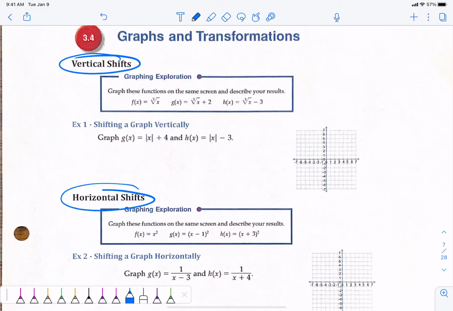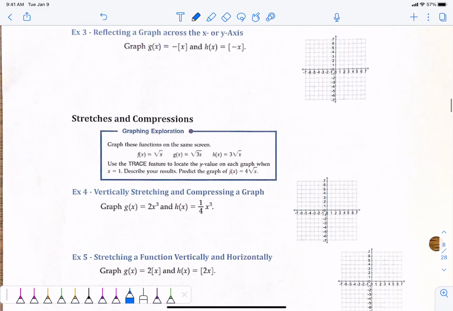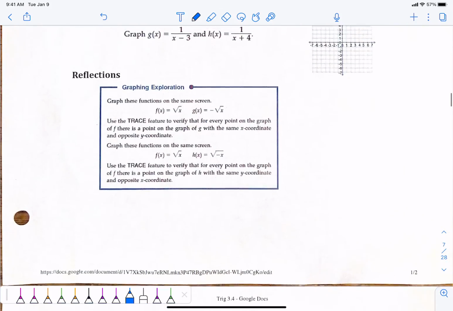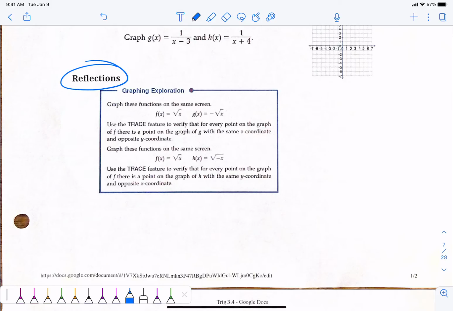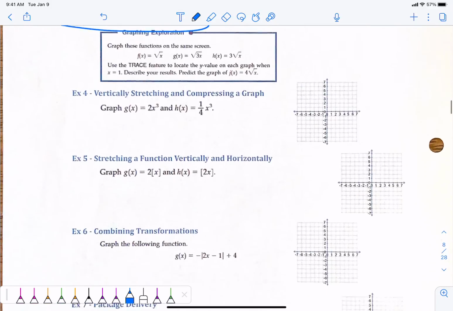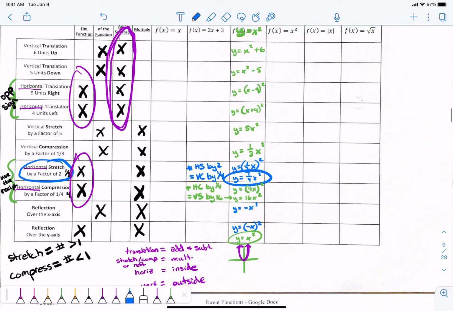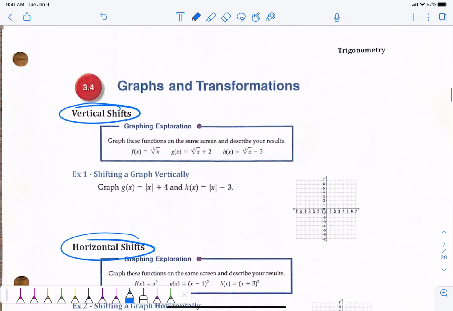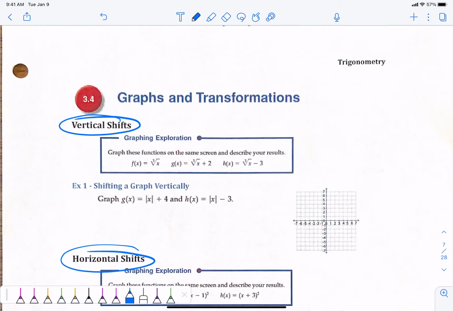Vertical shift, horizontal shift, stretches and compressions. Oh, there was a reflections down here. Reflections. Those 4 things. We're going to review over those and apply them. So it's exactly what we were doing yesterday, but now we're applying them and graphing them a little bit, okay? So let's review up at the top.